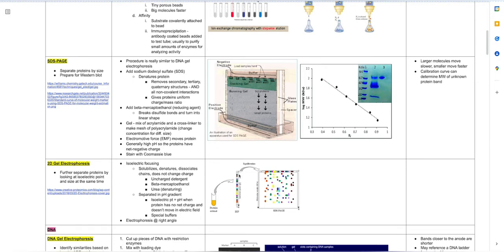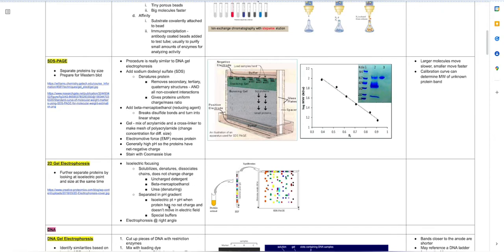But once it reaches the pH where it has no charge, it's going to stop moving because it's not attracted by the electric field. So that's a really clever way to identify the isoelectric point. And there are going to be special buffers in this to control the pH since it's such a big part of this. And then that's isoelectric focusing.